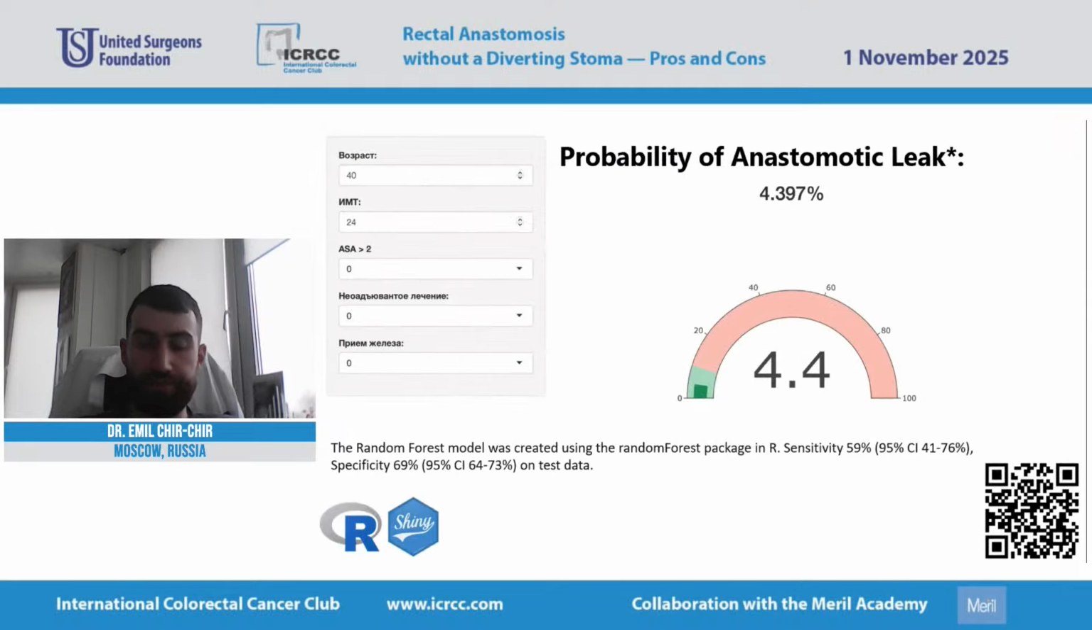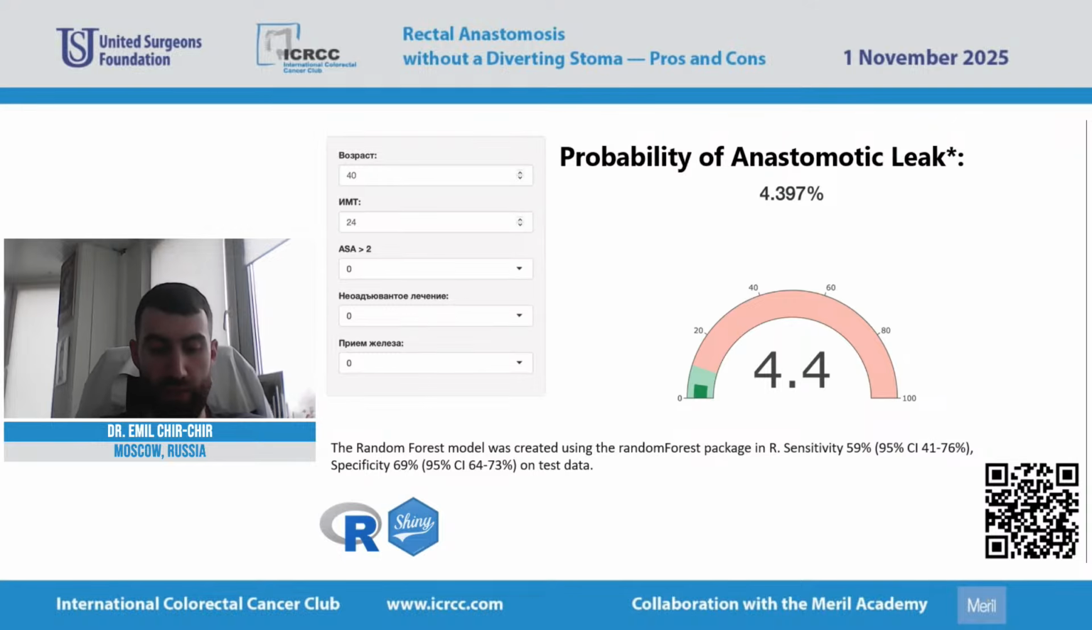As a result, we have now made an attempt to create our own scale. We split the sample into two parts, training and test, and using the random forest method, we created our own model. We created a web application using Shiny. You can scan the QR code and try it.